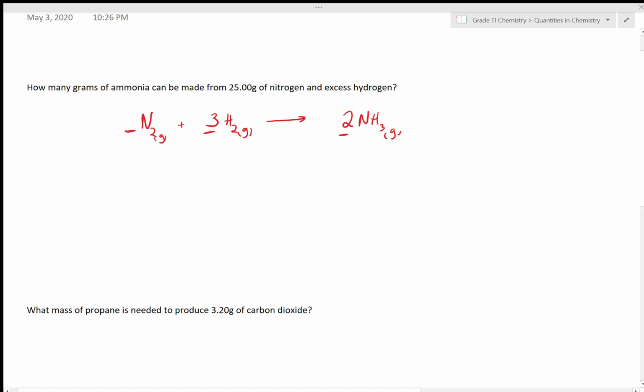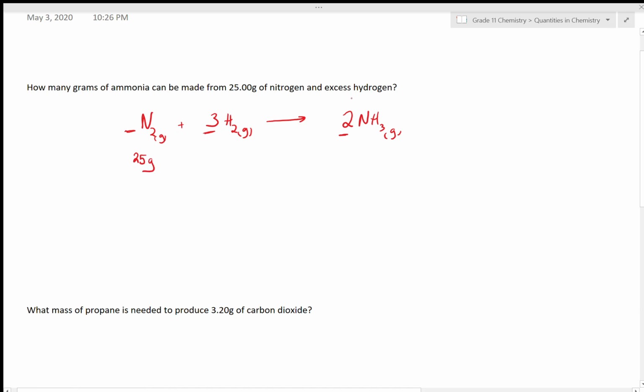So whenever I do these problems, you have no choice. You must start with a balanced chemical equation. So I've got my balanced chemical equation here, and we're going to start with that. Now, what I do when I do these problems is I write down all of the information that I know about any one of my chemicals, and I place it immediately underneath here. So it says here, how many grams of ammonia, so I know I'm going to be looking for grams of ammonia, can be made from 25 grams of nitrogen. So I know that I have 25 grams of nitrogen over here.